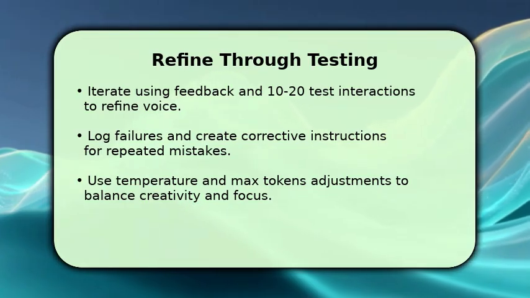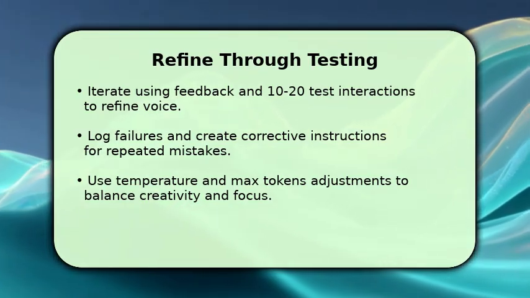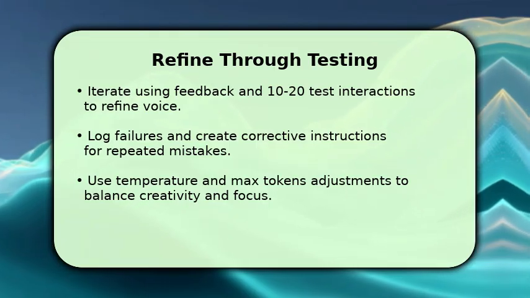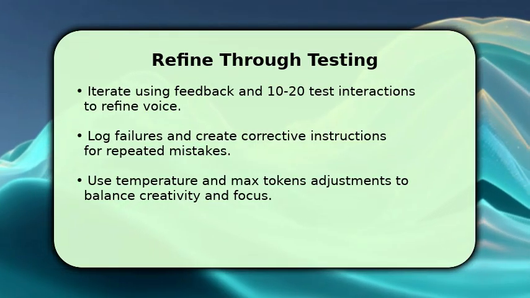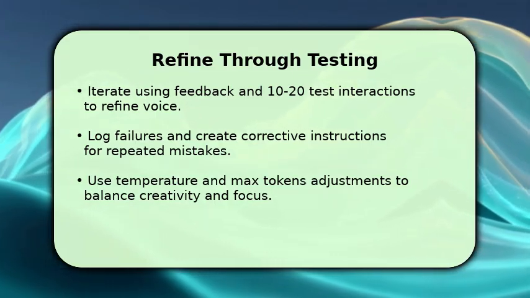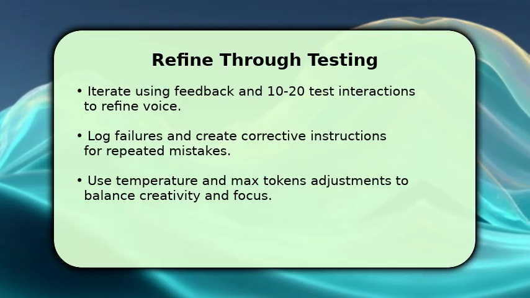Run 10 to 20 test interactions and log where the voice drifts or rules break. Create corrective instructions that address repeated mistakes and add them to the system prompt. Adjust model settings like temperature and max tokens to balance creativity and response length.